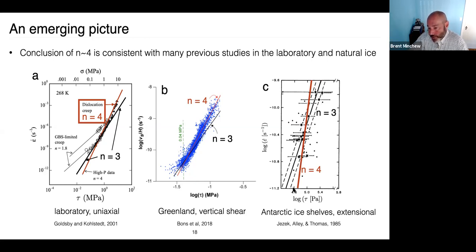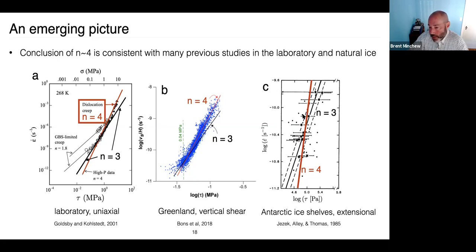They plotted this n equals 3 line. I threw this red line on here, roughly indicating n equals 4. You'll notice that it fits within the error bars and the bounds, arguably just as well as the n equals 3 does, which is something that they report in their particular paper.